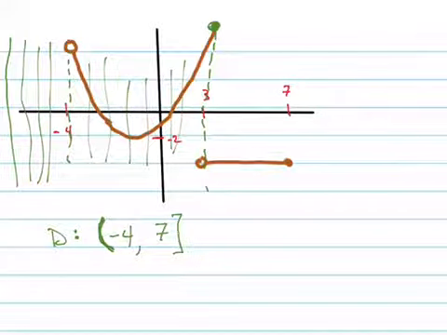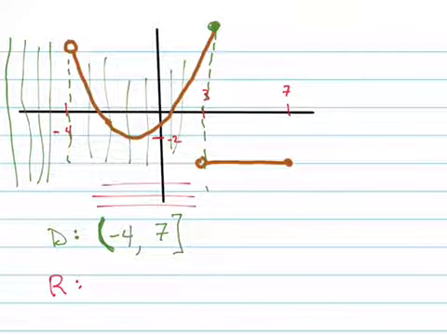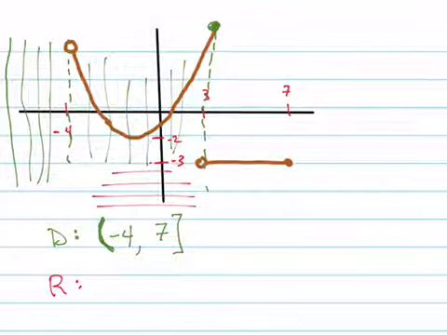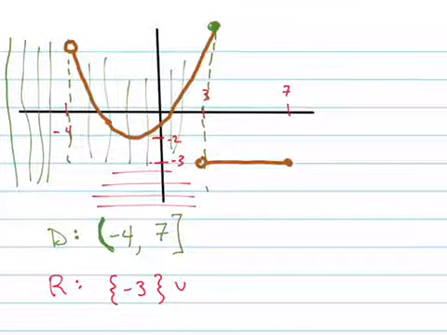Now the range is a little bit trickier. I'm doing horizontal lines starting at -infinity. When I get to -3, is it defined at -3? It sure is. It's defined at -3, but only that point. See how that's a horizontal line? So I'm going to write -3 like a set, and then a union, which means and.